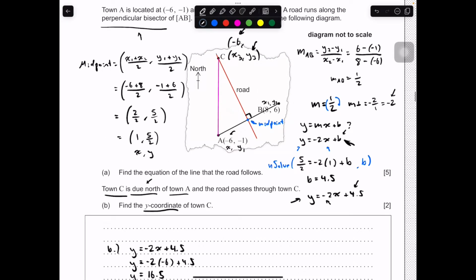So due north means exactly straight north. So our x value doesn't change. We just head right up north. Don't go east or west. And if we know that the x value is -6, and we have an equation which relates x and y values, we could put in -6 and solve.